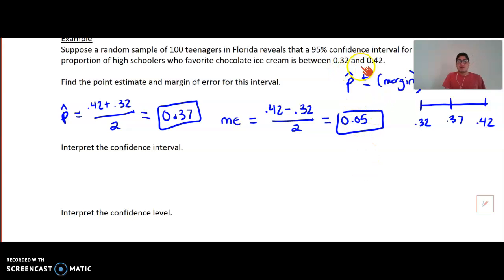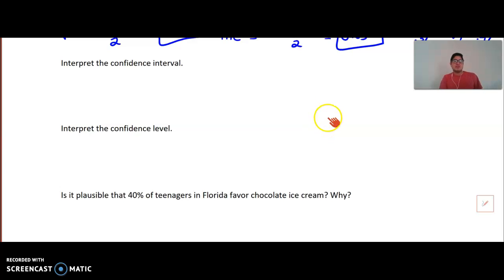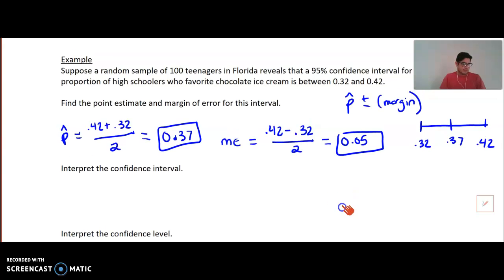Now lastly, we were asked, based on our interval alone, is it plausible that 40% of teenagers in Florida favor chocolate ice cream, and why? Well, looking at this interval here, I'm about 95% confident the true population proportion is between 0.32 and 0.42. So 40% is plausible since it is contained within the confidence interval. This would make it a reasonable estimate. So just something like that.